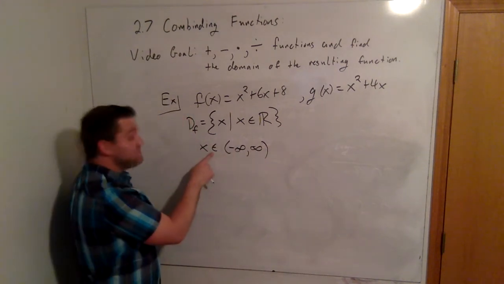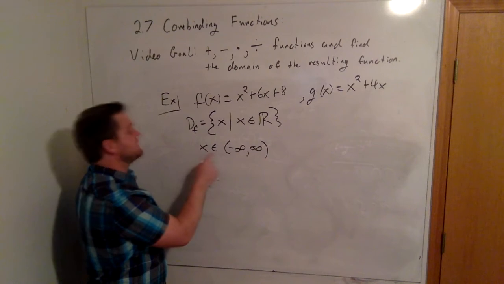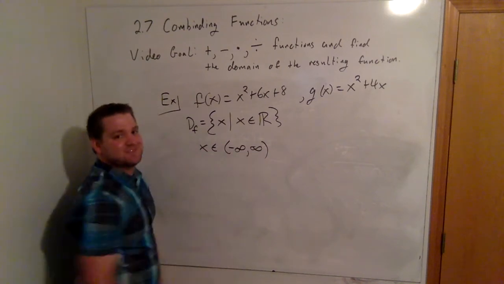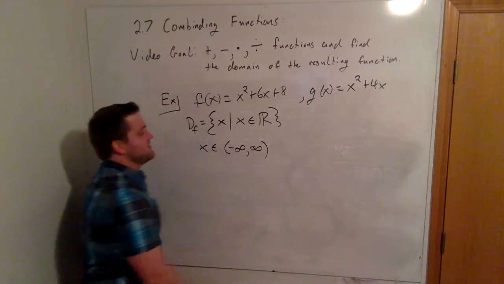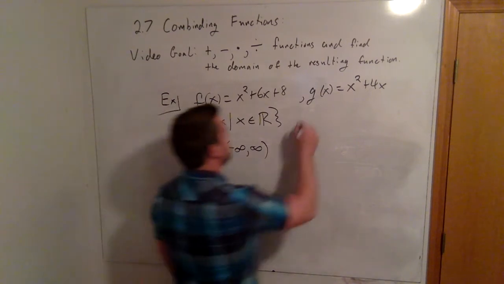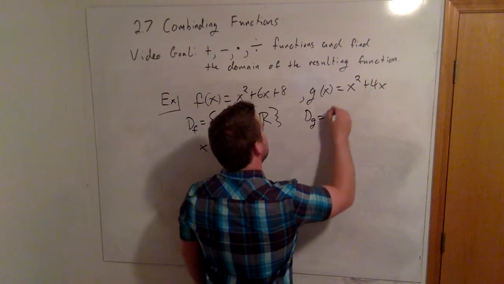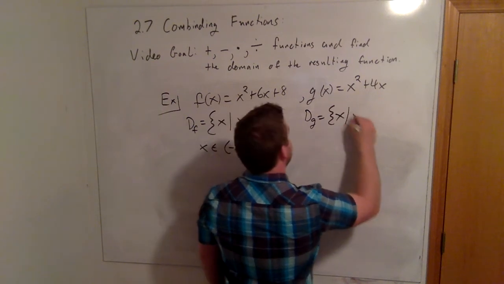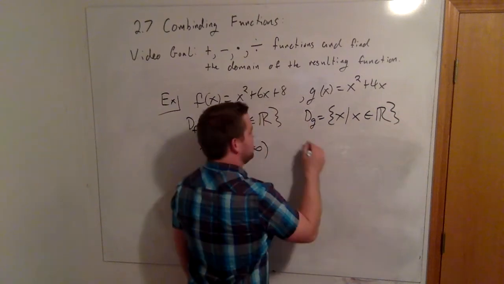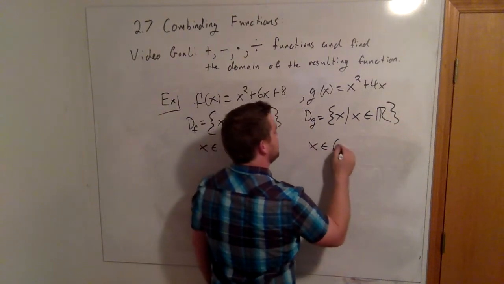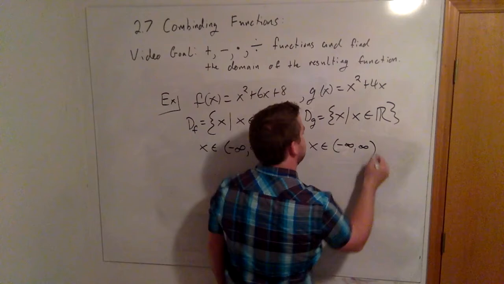And again, this fancy E is very common. It just means x lives in this set, or x is a member of this set. Similarly, the domain of g is all x such that x is in R, or all real numbers. Similarly, we could say x is in negative infinity to infinity.